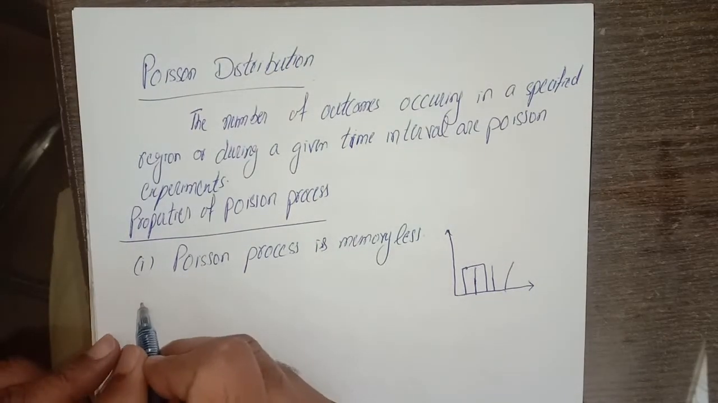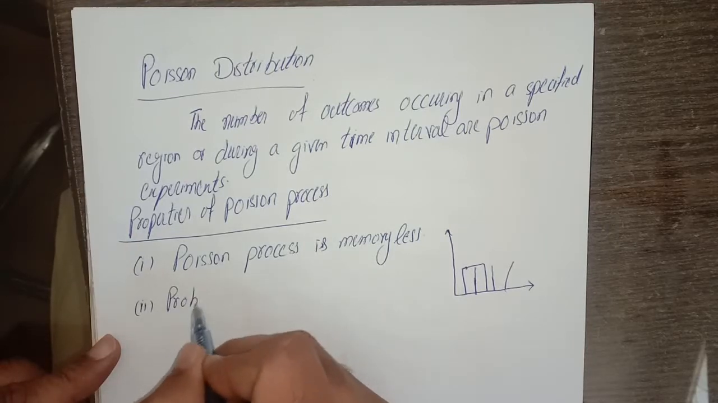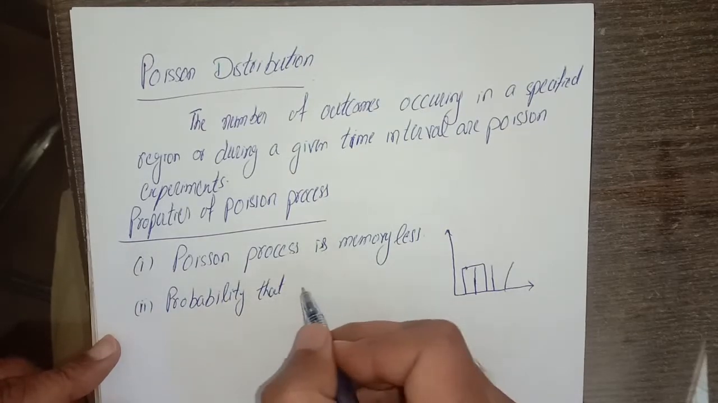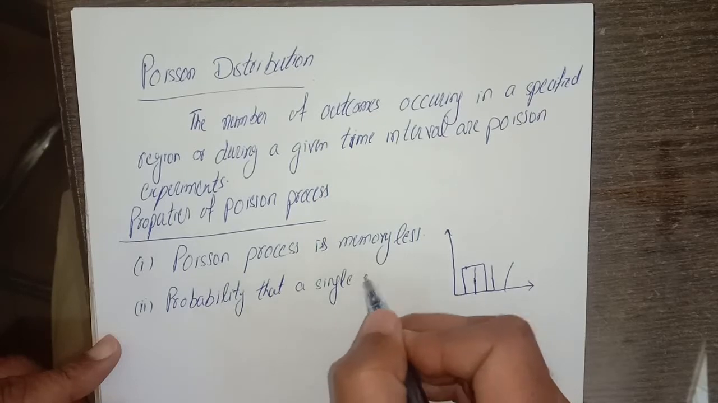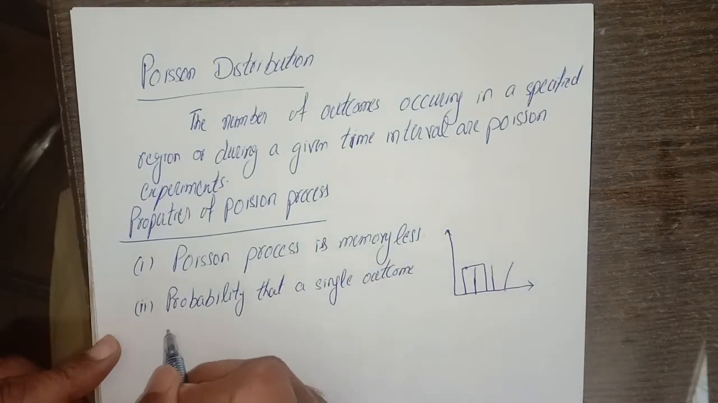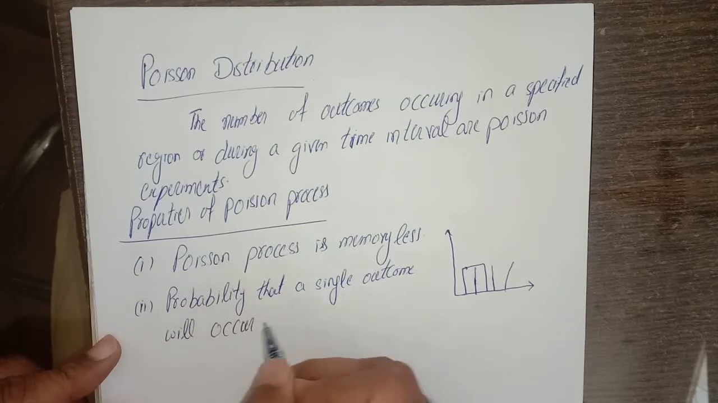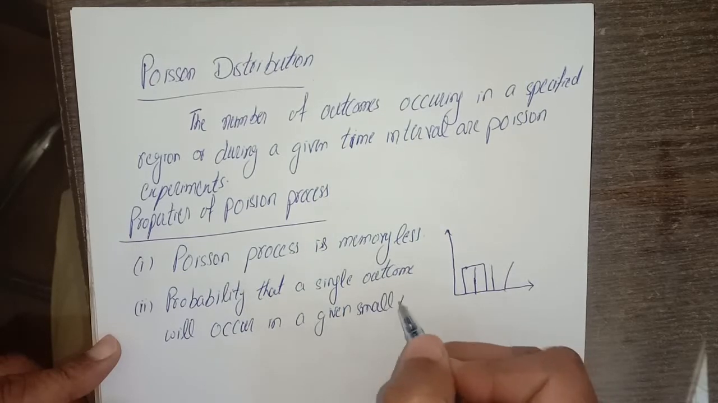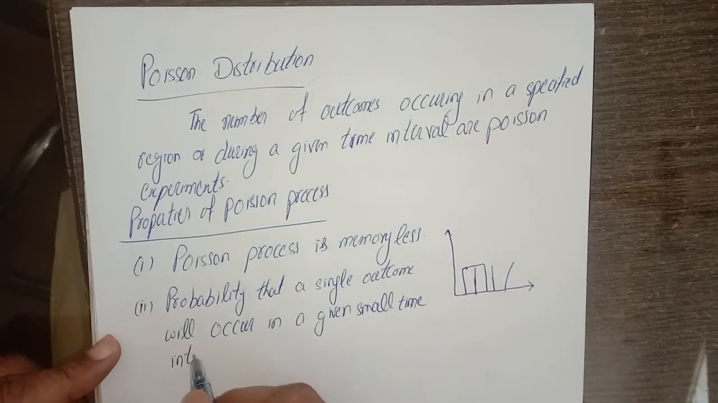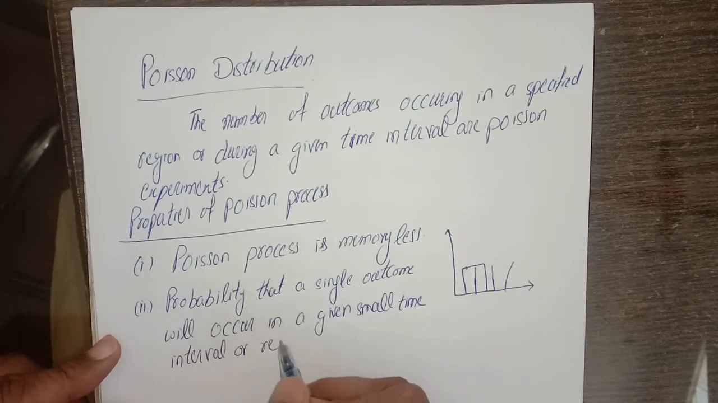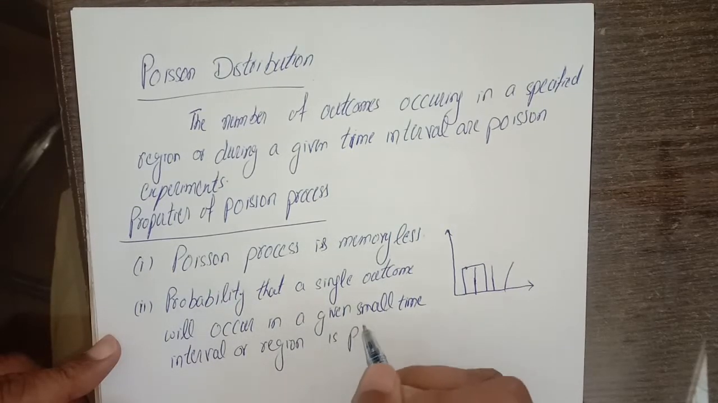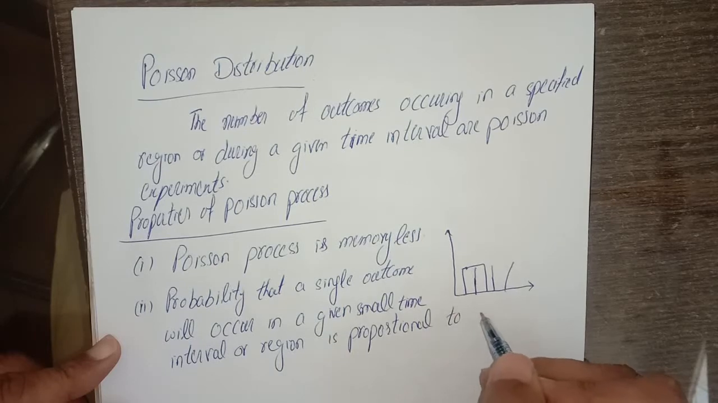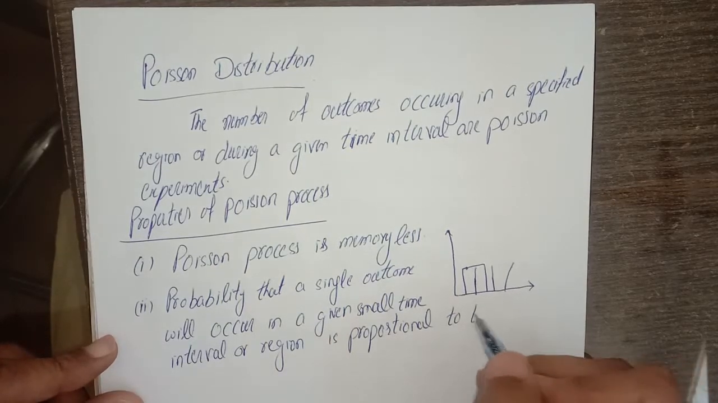Next is that the probability that a single outcome will occur in a given small time interval or region is proportional to the length of the time interval.